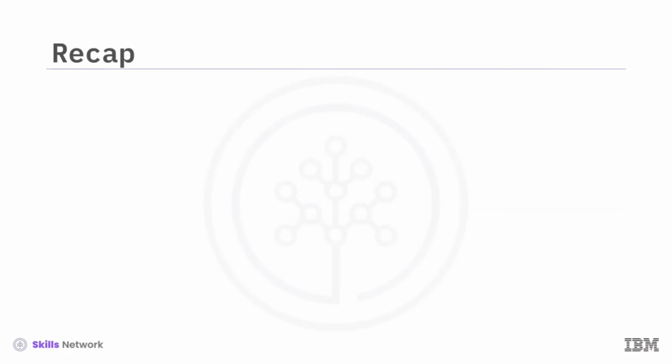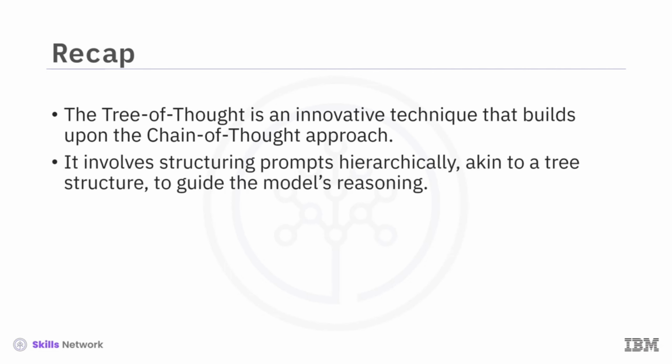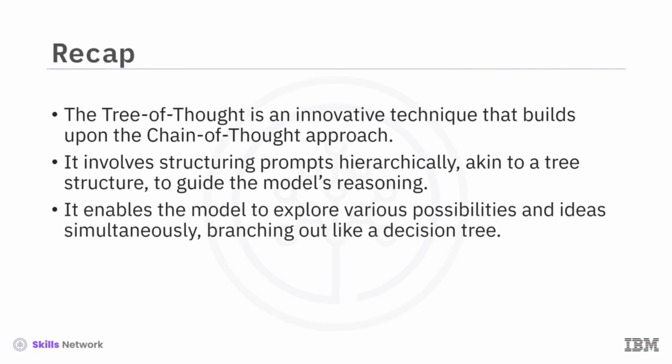In this video, you learned that the tree of thought approach is an innovative technique that builds upon the chain of thought approach and involves structuring prompts hierarchically, akin to a tree-like structure, to guide the model's reasoning and generation of output. This approach is particularly valuable when explicit instructions or constraints are necessary for desired outputs. It enables the model to explore various possibilities and ideas simultaneously, branching out like a decision tree.